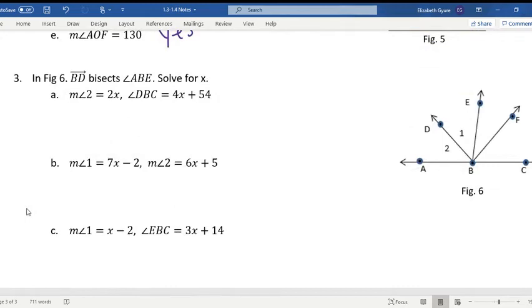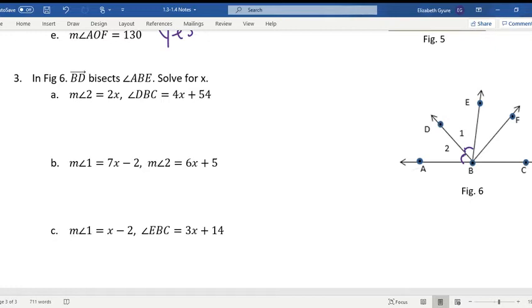Number 3, in figure 6, ray BD bisects angle ABE. Solve for x. So ray BD bisects angle ABE. Remember, our angle bisector gives us two congruent angles, so we can say that angle 1 is congruent to angle 2, and I'm going to mark that with the arcs. First thing we're told is that the measure of angle 2 equals 2x, and the measure of angle DBC equals 4x plus 54.